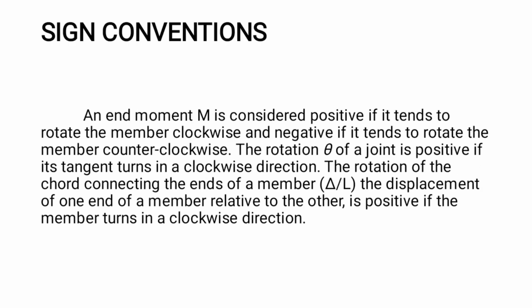So, and finally, the sign conventions. An end moment M is considered positive if it tends to rotate the member clockwise and negative if it tends to rotate the member counterclockwise. The rotation θ of a joint is positive if its tangent turns in a clockwise direction. The rotation of the chord connecting the ends of a member, Δ divided by L, that is the displacement of one end of a member relative to the other, is positive if the member turns in a clockwise direction.